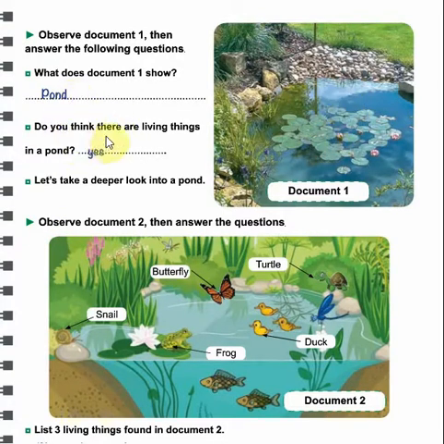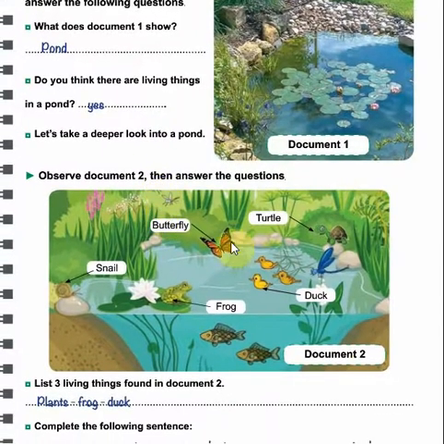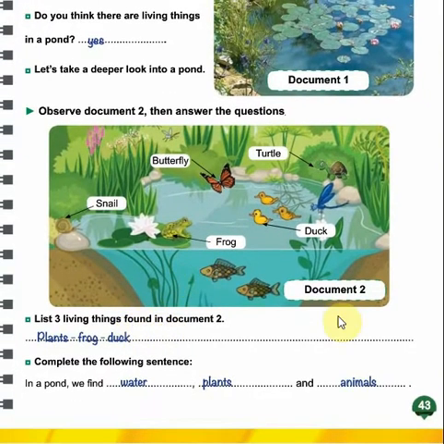Here, do you think there are living things in a pond? Of course, yes, there are living things in the pond. There are plants and animals. Okay, let's go deeper into the pond by noticing this document. We can list here 3 living things found in this document: plants, frog, and duck. We can say that in a pond we find water, plants, and animals.